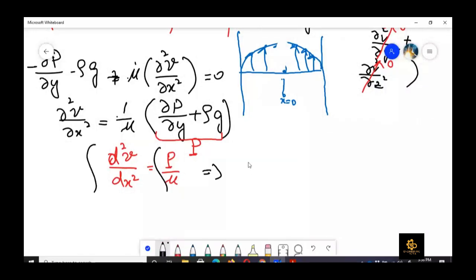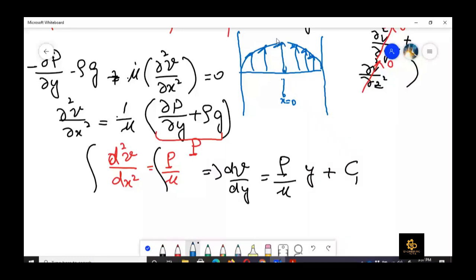So if we do that, dv by dy would be equal to p upon mu into y plus c1. Now because we know that at the center here we would have a maximum value, so the gradient would be 0 there. It shouldn't be y here, it should be x, because we are taking the integral in the x direction. So we know that dv by dx at this point would be equal to 0 because there is a maximum point. So if we say that at x is equal to 0, which is this central location, dv by dx is equal to 0, it gives us c1 is equal to 0.